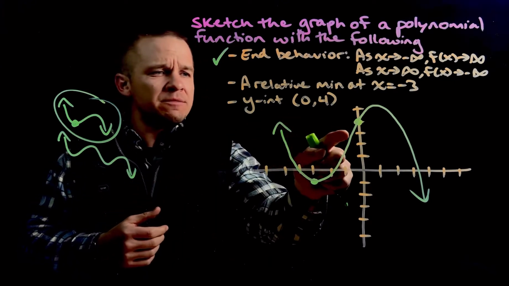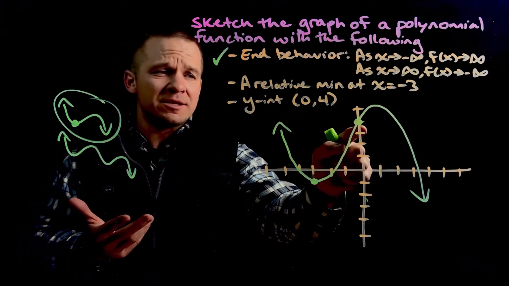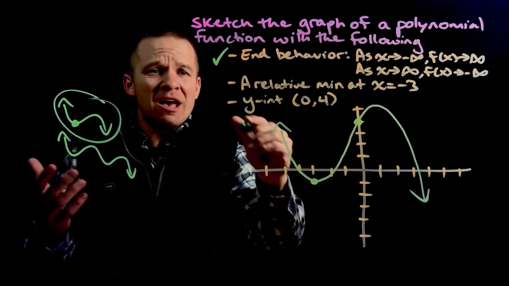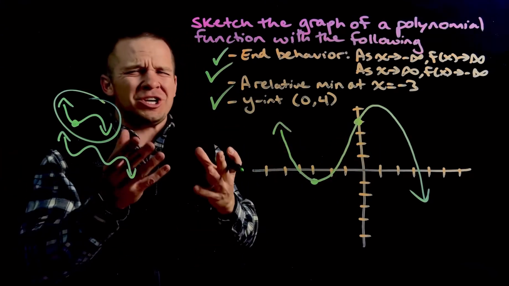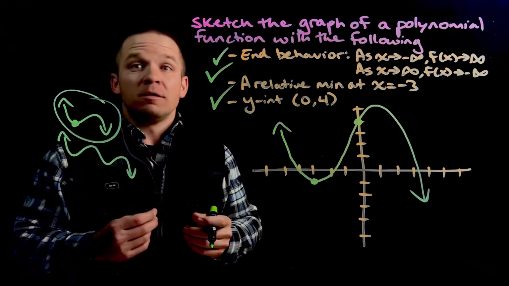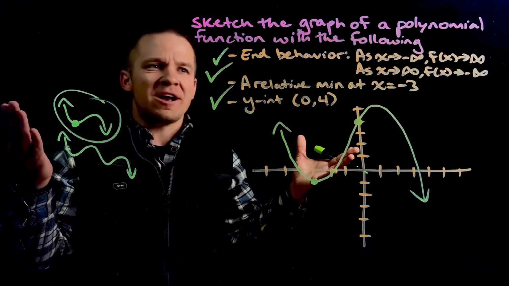And then a y-intercept of (0, 4). Am I crossing the y-axis at (0, 4)? Yes, I am. Have I just met all 3 criteria? Ooh, that green check mark looks awesome because we've done it right. Yes, that's fantastic. That's wonderful.